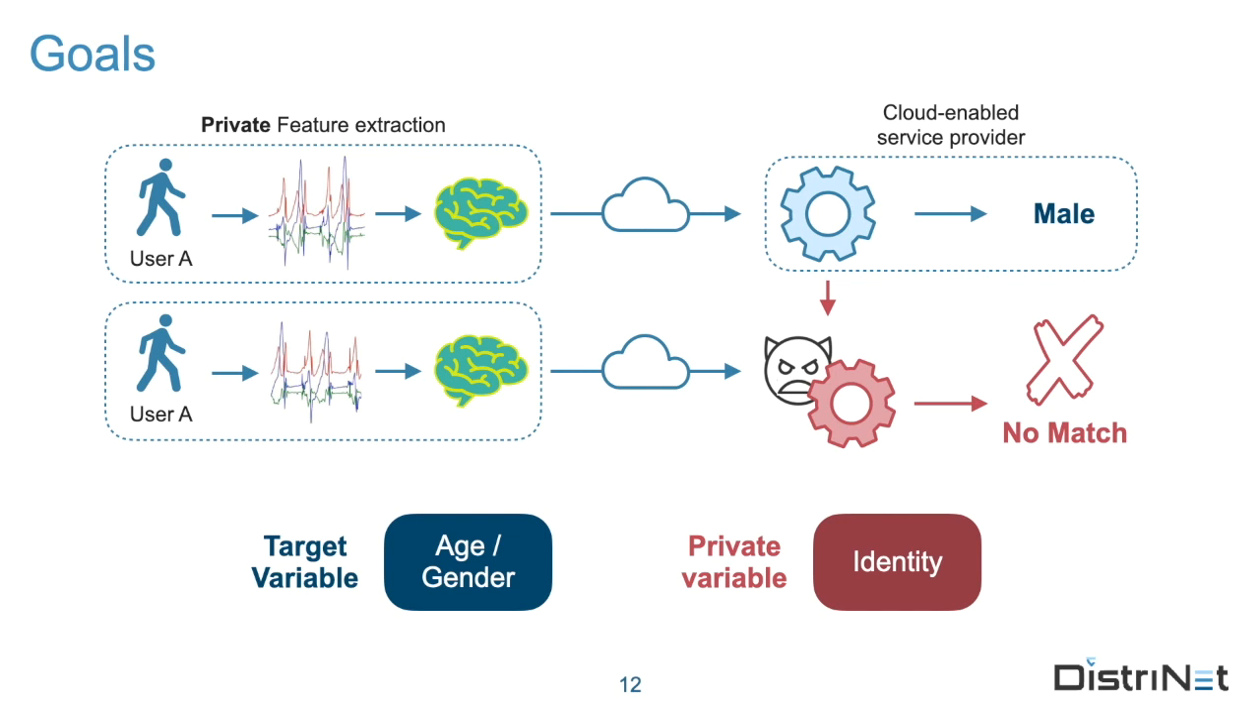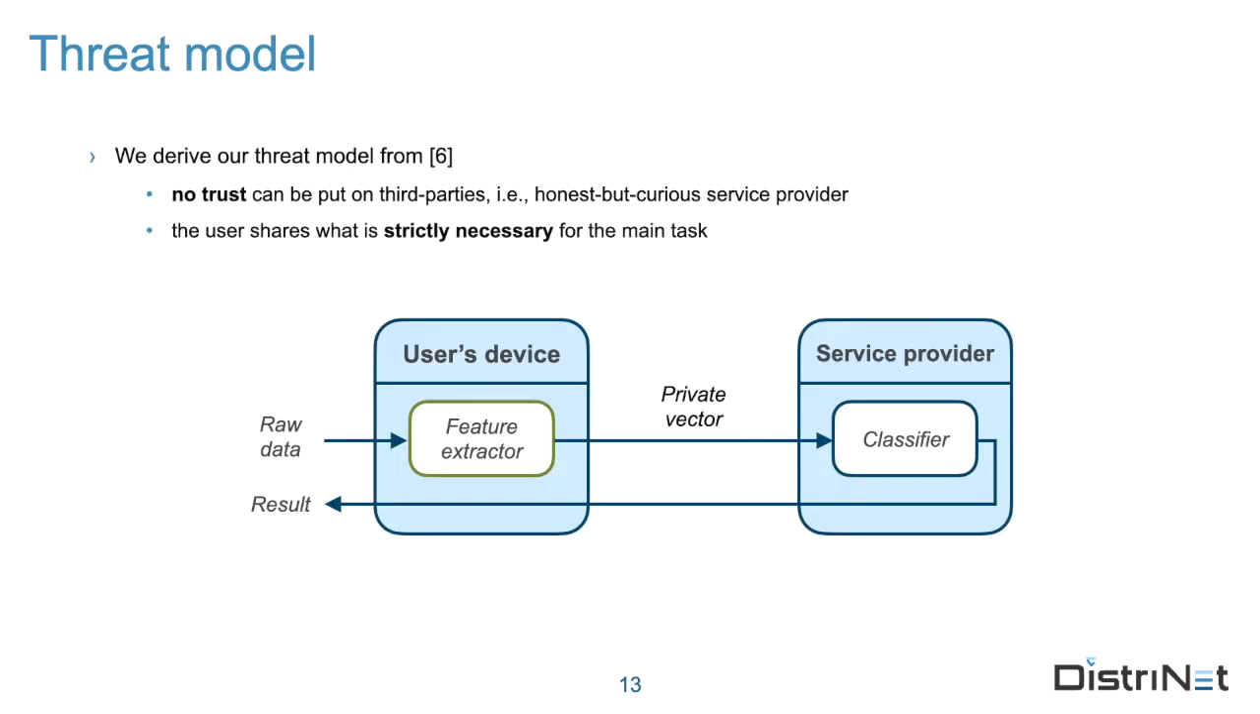The feature extraction process happens locally on the user's device. We derive our threat model from existing work that deals with an honest but curious cloud service provider. They follow the protocol honestly by providing a service to the users, but try to infer as much information as possible about them. That's why no trust can be put in them upon sharing sensitive data, and only what is strictly necessary for our primary goal has to leave the user's device.